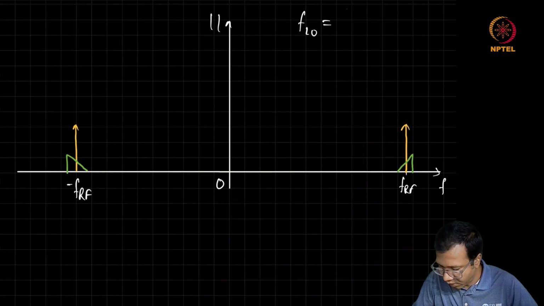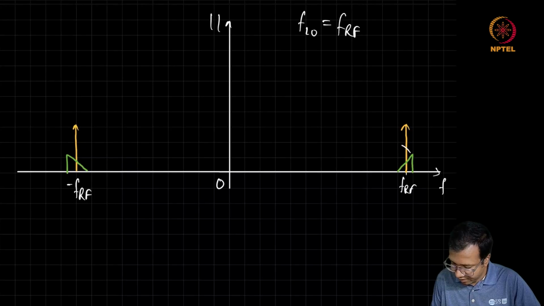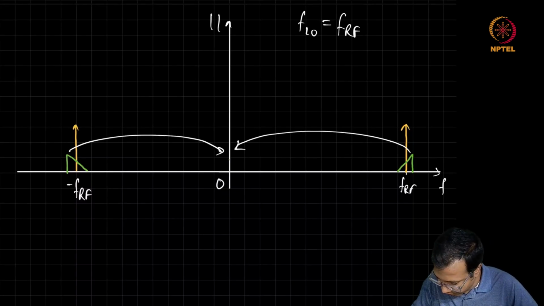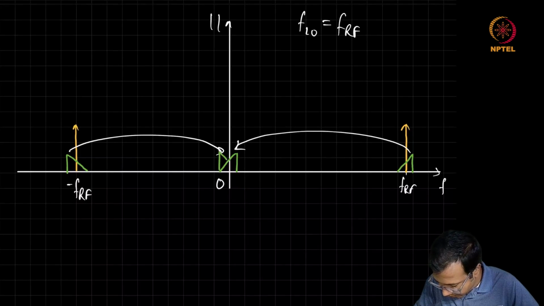In this scenario, we have chosen FLO to be equal to FRF, because then it looks like there is no separate image signal. But what is happening is both of these signals, from the positive and the negative frequencies, will appear around DC, and you can see that the signal from the positive frequency will appear like this, let's say. Similarly, something from the negative frequency will appear like this.